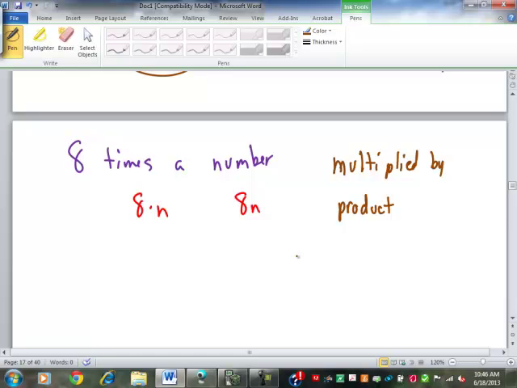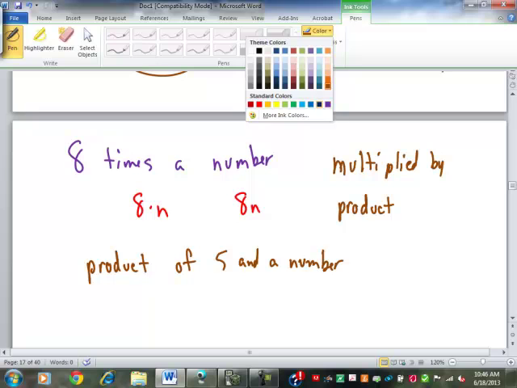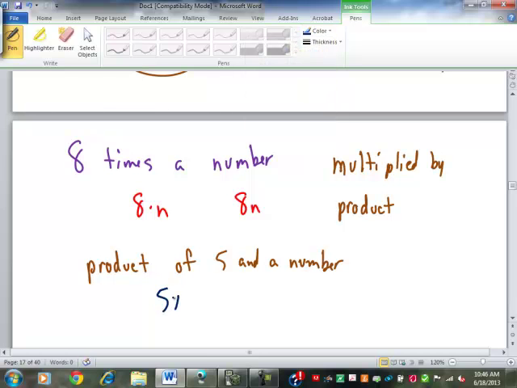If I say the product of five and a number, does it matter whether I put 5x or x times 5? No, it doesn't. Both of those mean the same thing. Once again, multiplication is commutative. It doesn't matter what order we multiply two numbers. 2 times 5 is the same as 5 times 2.